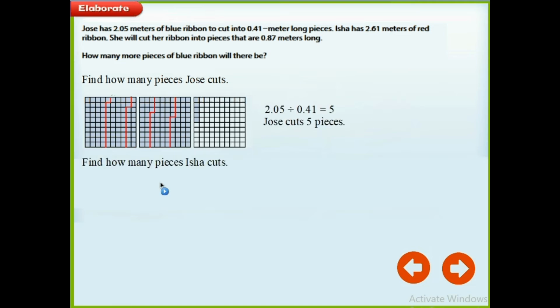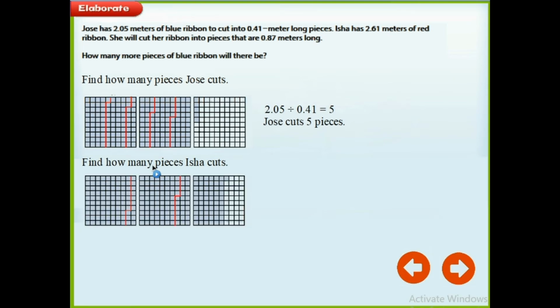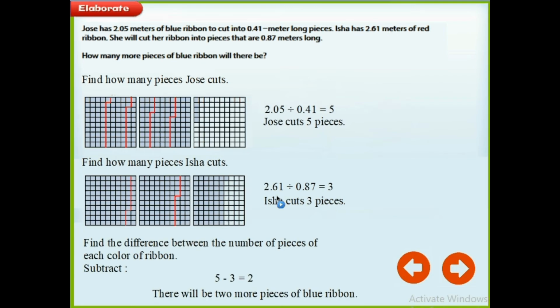To find the number of red pieces, you can show 2 boxes and a third box with 61 hundredths to represent 2 and 61 hundredths. Next, let's cut apart the model to show groups of 87 hundredths. In this case, the number of groups is 3. To find how many more blue pieces there are, simply subtract 3 from 5. The answer is 2. There will be 2 more pieces of blue ribbon.